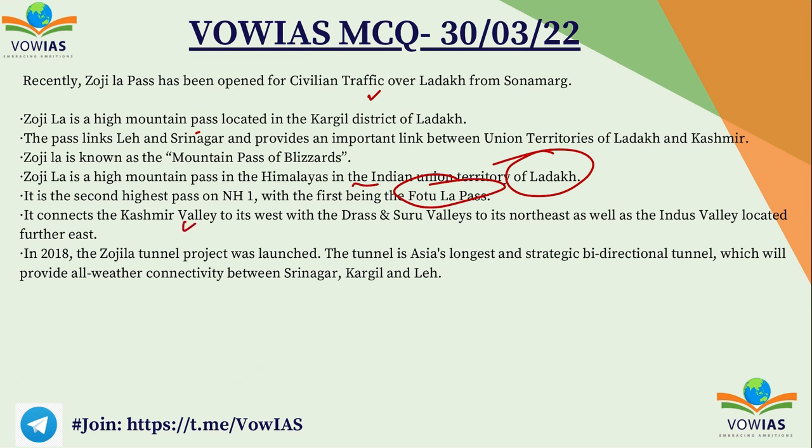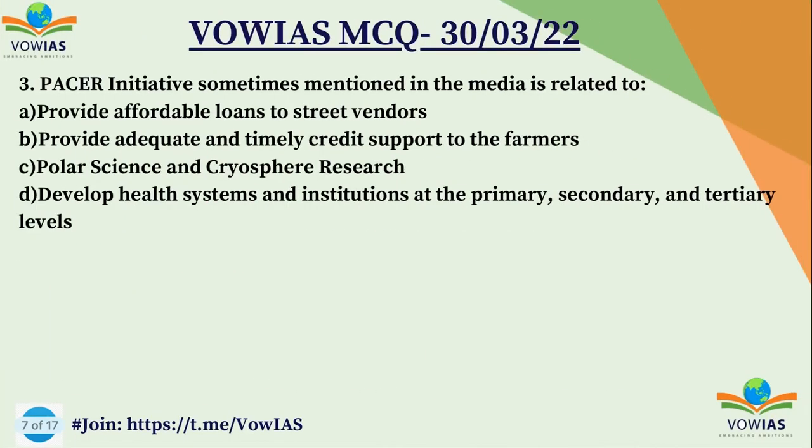It connects Kashmir Valley to the west and Dras and Suru Valley to the northeast, as well as Indus Valley located further east. In 2018, the Zojila Tunnel was launched, and the tunnel is Asia's longest and strategic bi-directional tunnel which will provide all-weather connectivity between Srinagar, Kargil and Leh. So this is the thing about this Zojila Pass, and let's move on to the next one.